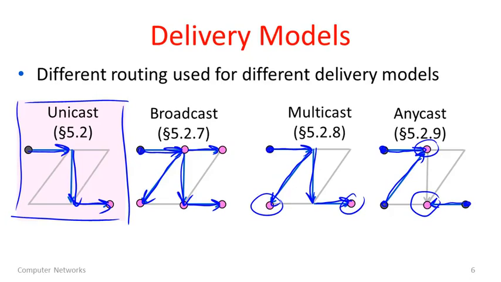This may seem like a very strange model, but it's actually quite useful in the network if you want to deliver packets, for instance, to the nearest root DNS server, or the nearest of one of many copies of many servers in a content distribution network. But as I say here, we're all going to focus on unicast delivery.